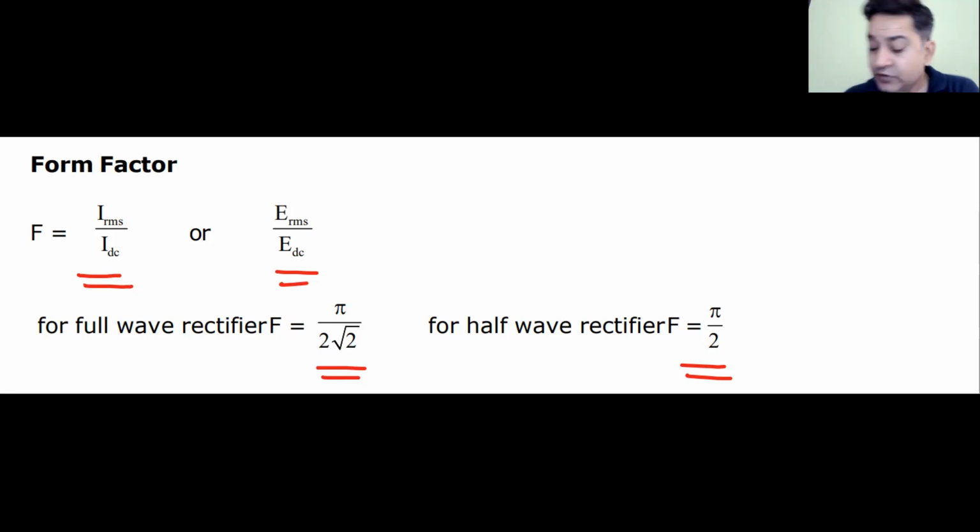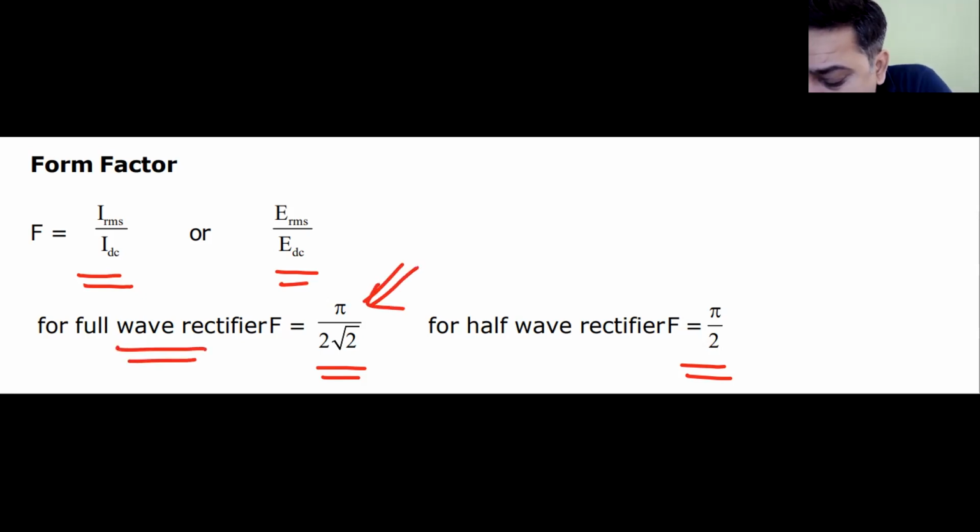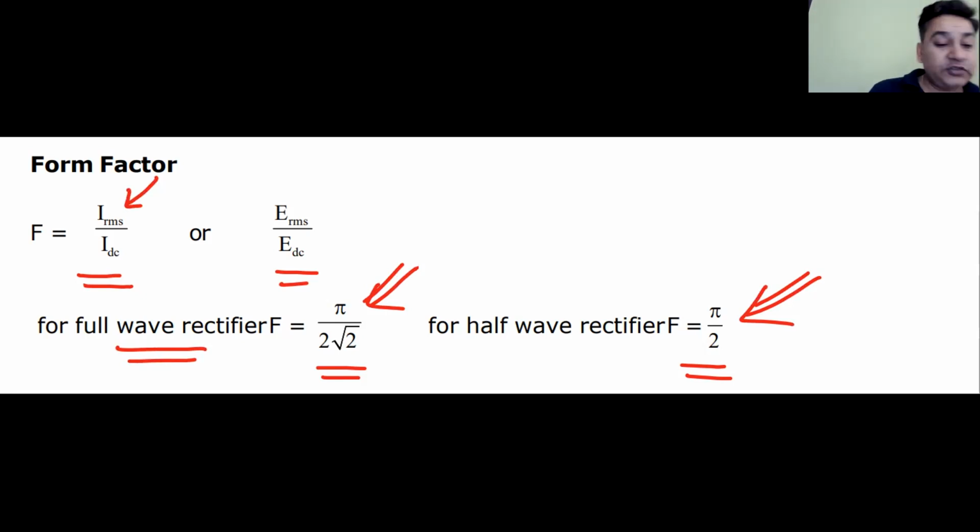For a full wave rectifier, the form factor is this. For a half wave rectifier, the form factor is pi by 2. So you just have to remember these two values.